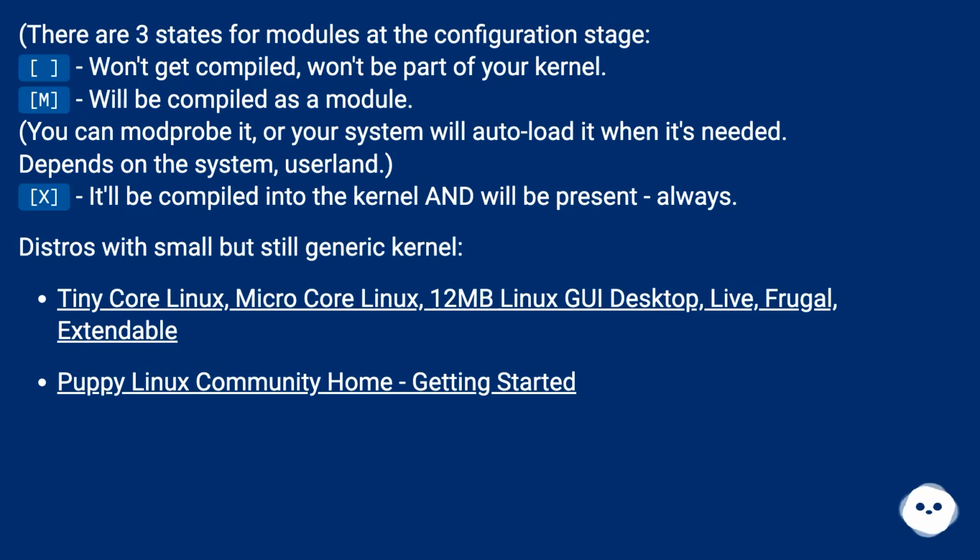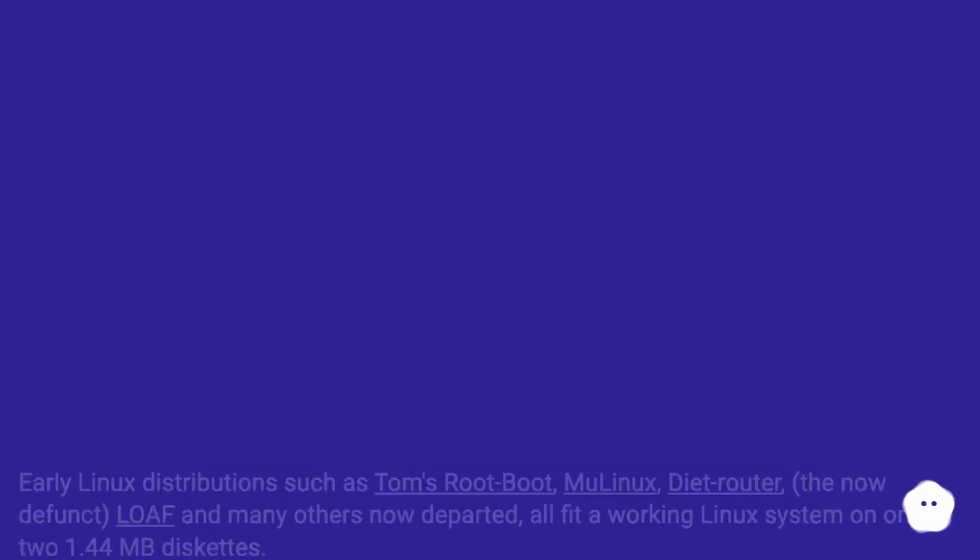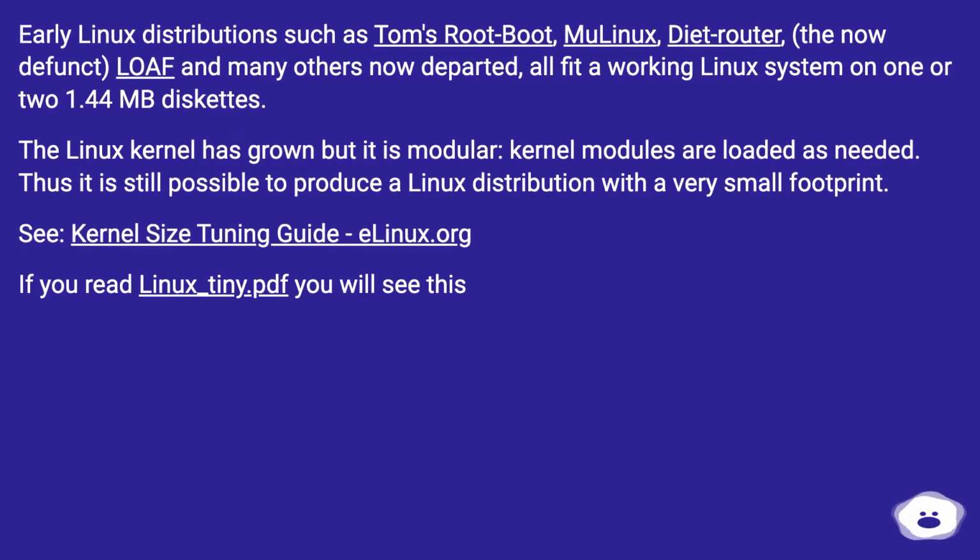Distros with small but still generic kernel: Tiny Core Linux, Micro Core Linux, 12 MB Linux GUI Desktop, Live, Frugal, Extendable, Puppy Linux Community Home, getting started. Early Linux distributions such as Tom's Root Boot, Mollinux, Diet Router, the now defunct LOAF and many others now departed, all fit a working Linux system on 1 or 2 1.44 MB diskettes.